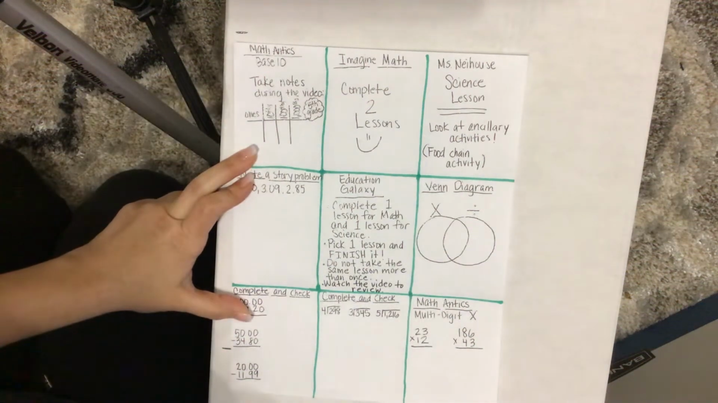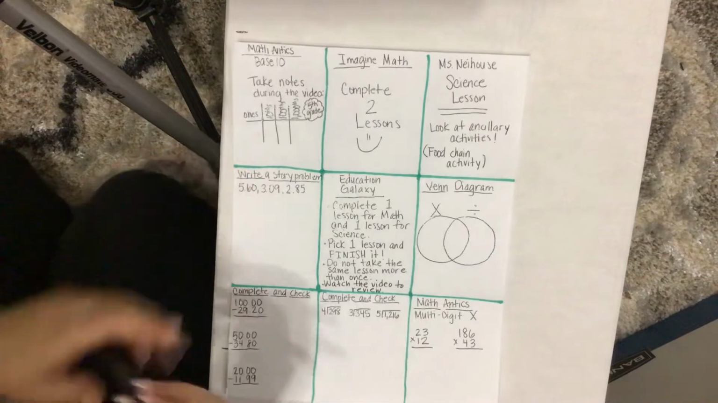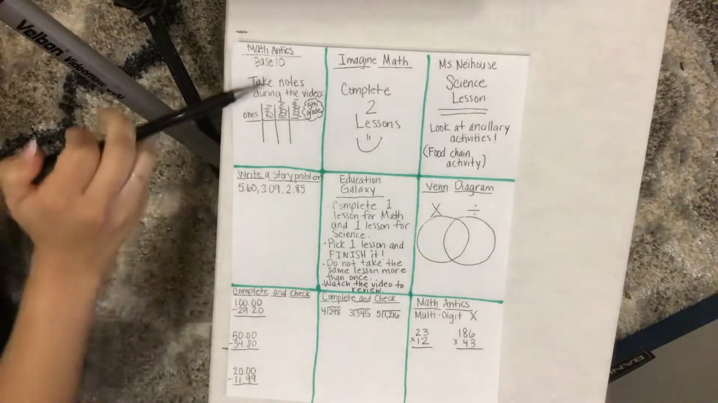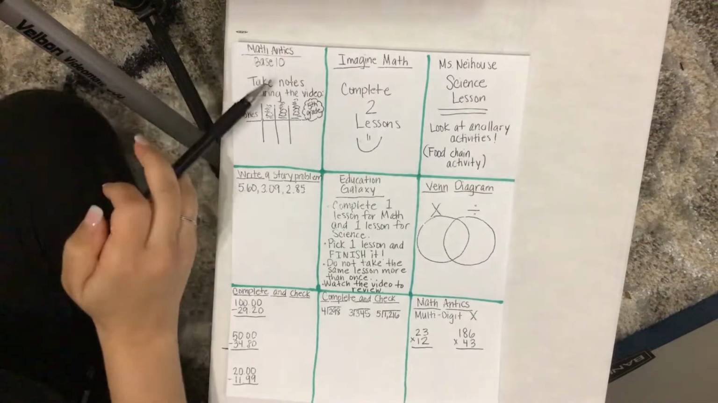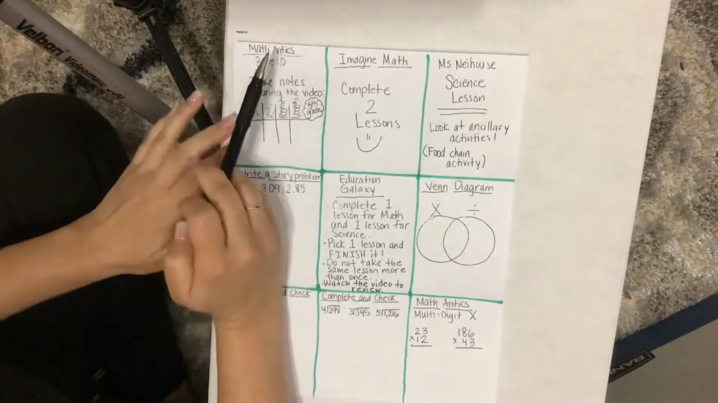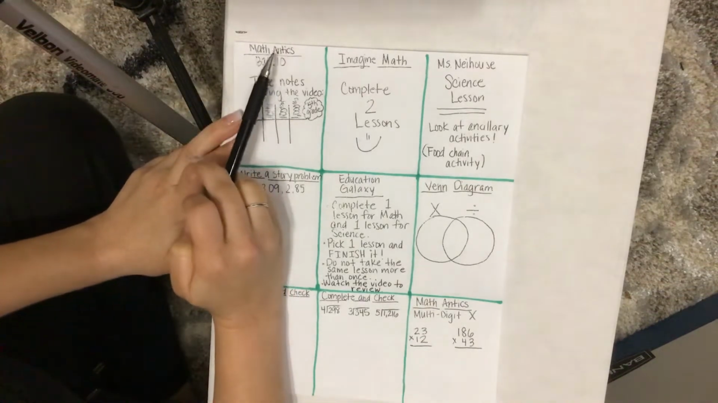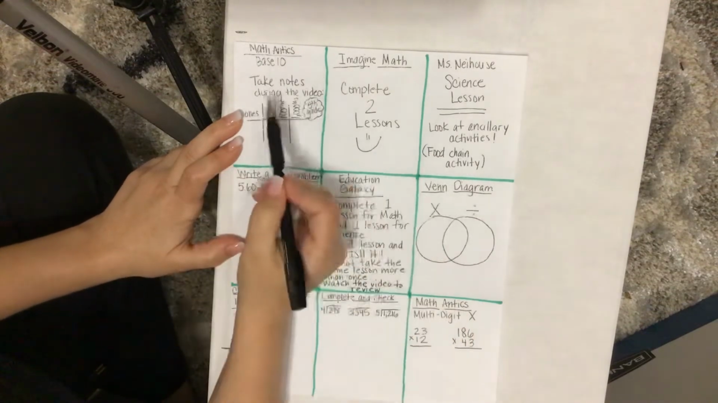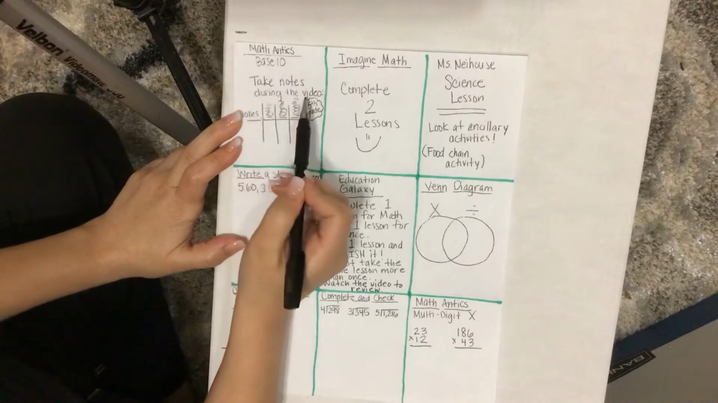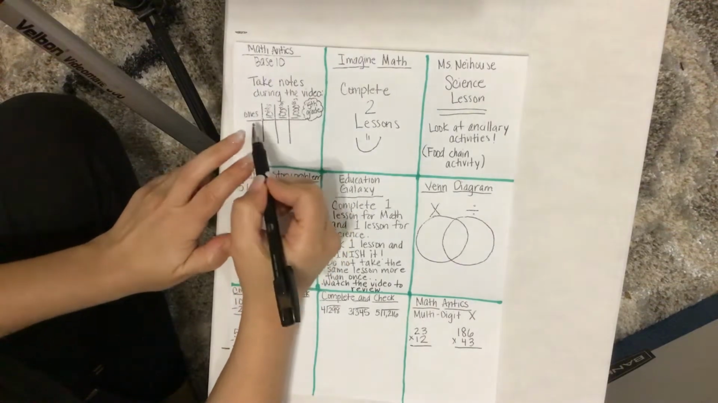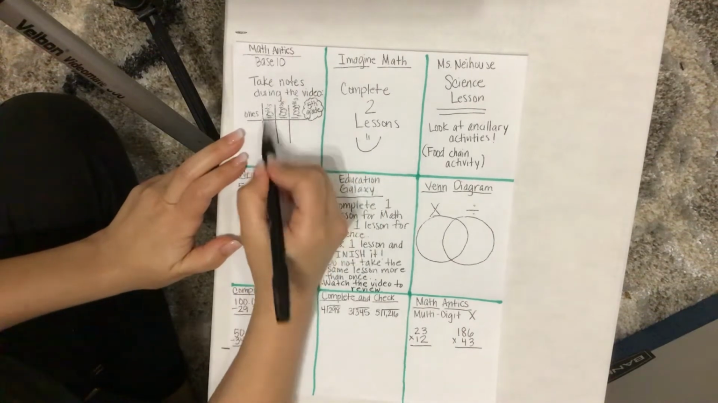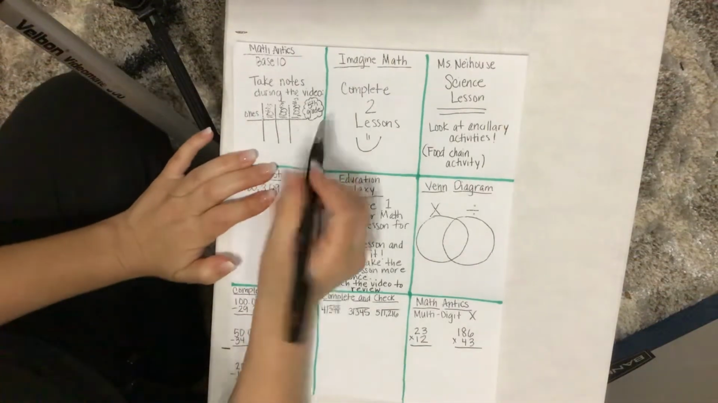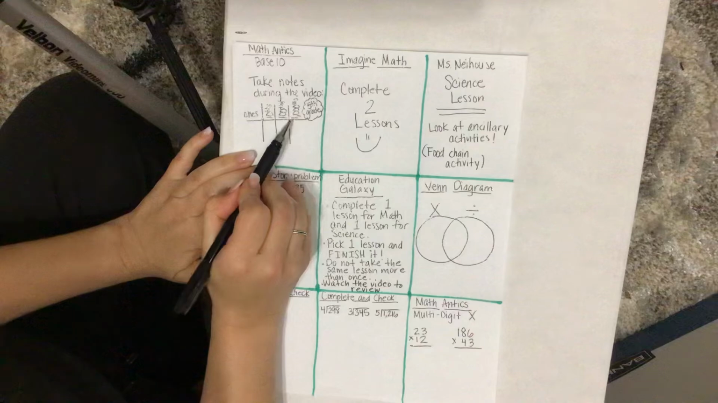Okay, boys and girls, so here are the answers for choice board number 3. For the first choice board, the first square right here, you were supposed to watch a video from Math Antics. You were supposed to watch the base 10. And I put on there to take notes during the video. Okay, so my notes would be to write down the place value chart and look. What do you see that's new here?